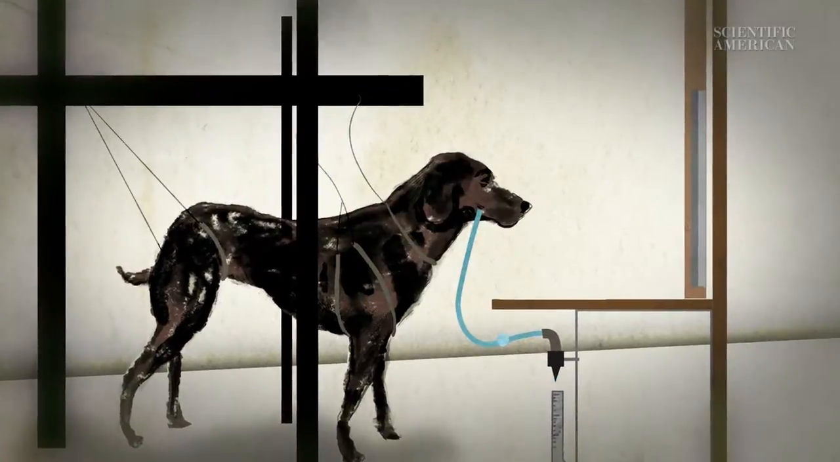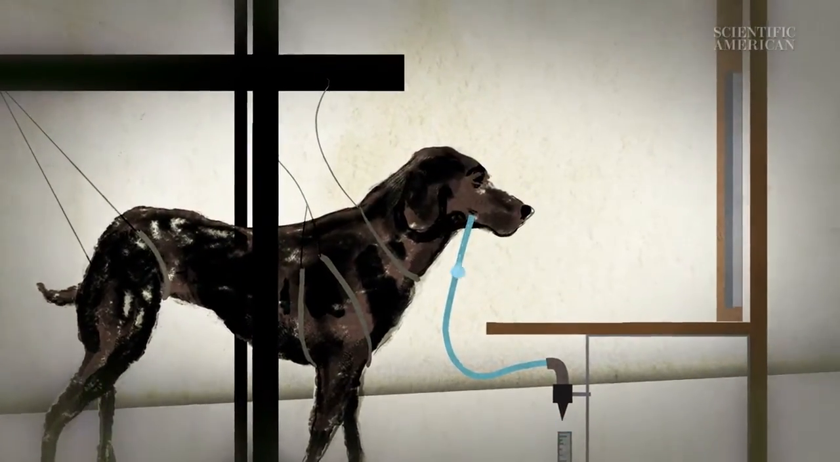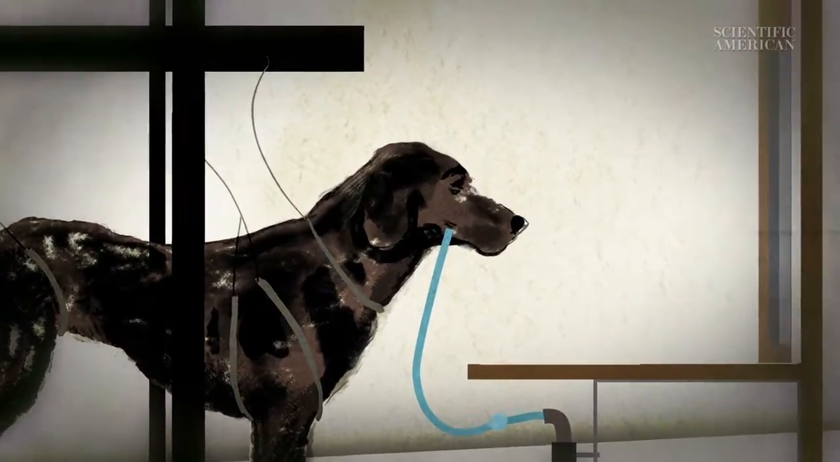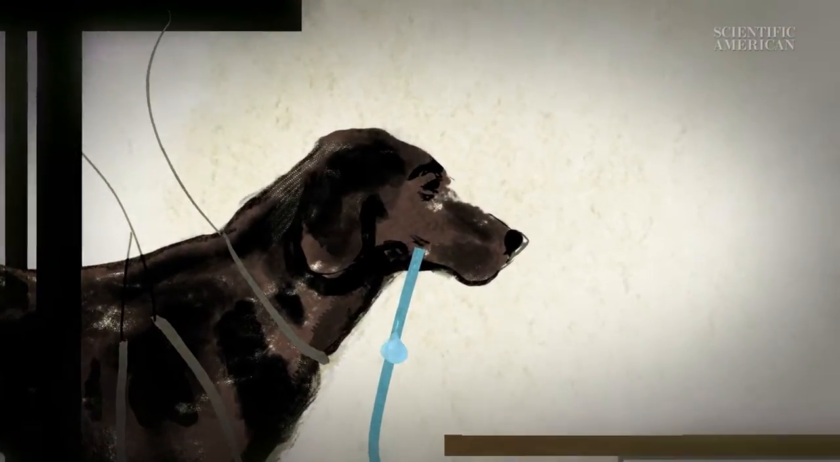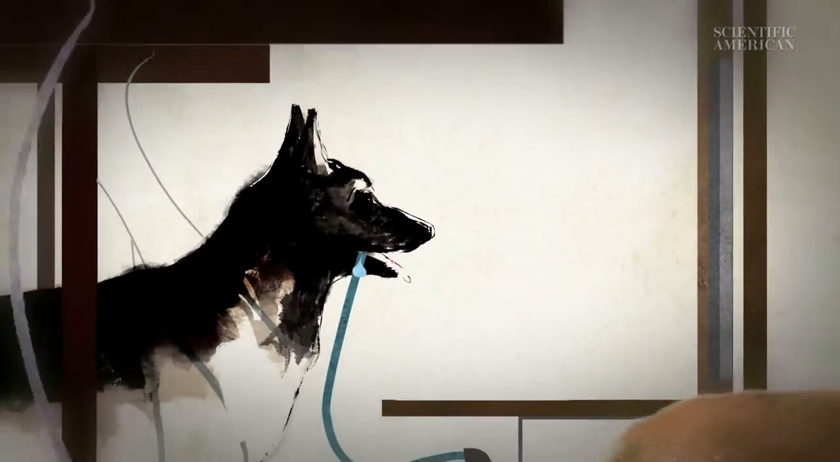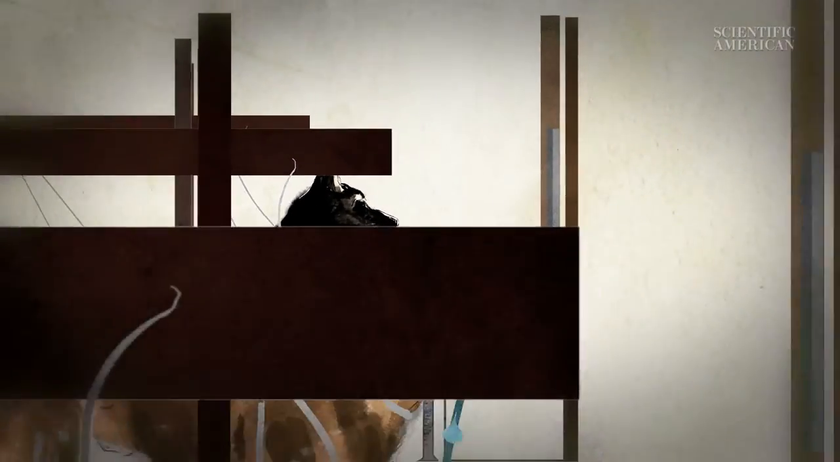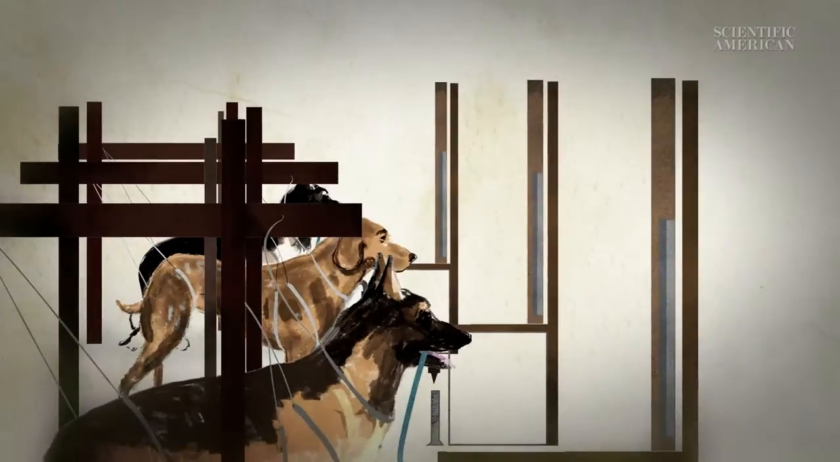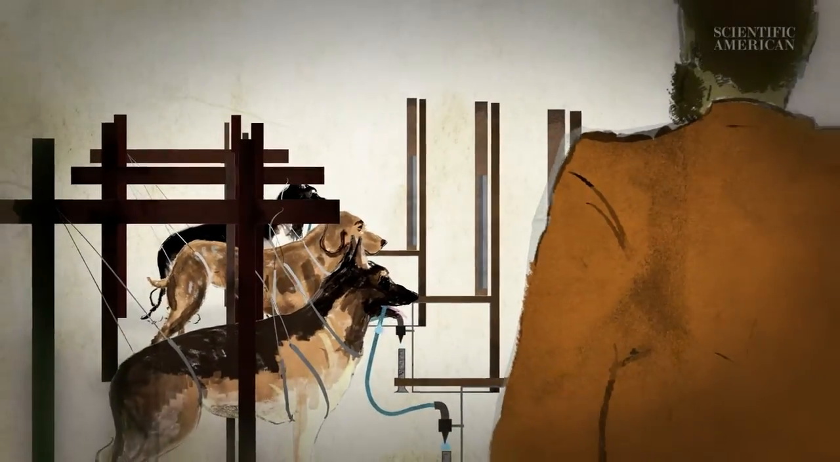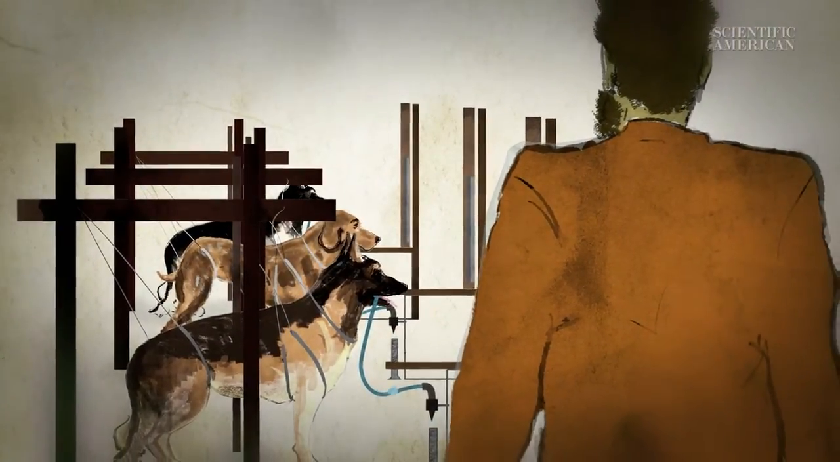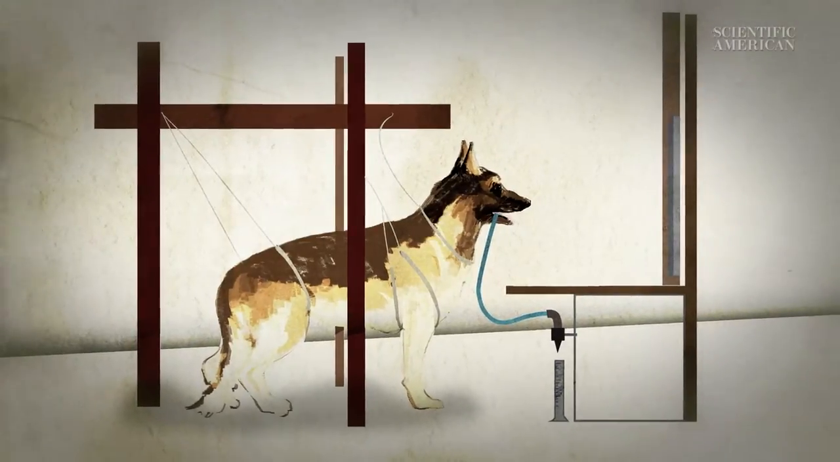He noticed that something was happening with these dogs. When the lab assistant would come into the room, the dog would start salivating before the meat ever made it to the dog's mouth. They were demonstrating very powerful principles of learned behavior, and soon Pavlov realized he had come across a very important finding. Conditioning is the process of learning associations.